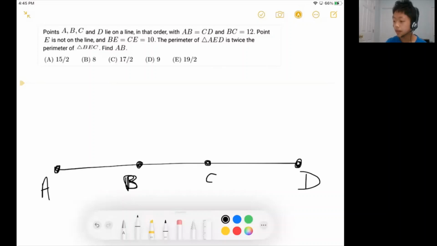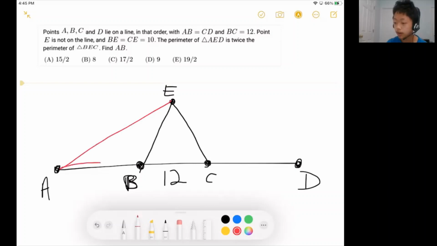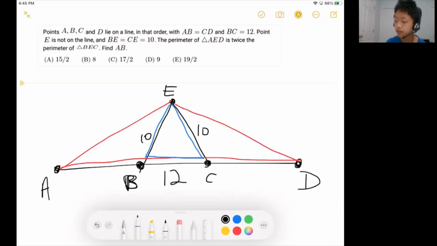We're given AB equals CD, so this length equals this length, and BC equals 12, and point E is not on the line, and BE equals CE equals 10. We're given that the perimeter of triangle AED, this red triangle here, is twice the perimeter of triangle BEC, which is this blue triangle here. We know BE equals CE equals 10, so we should label those. And we want to find the length of AB.